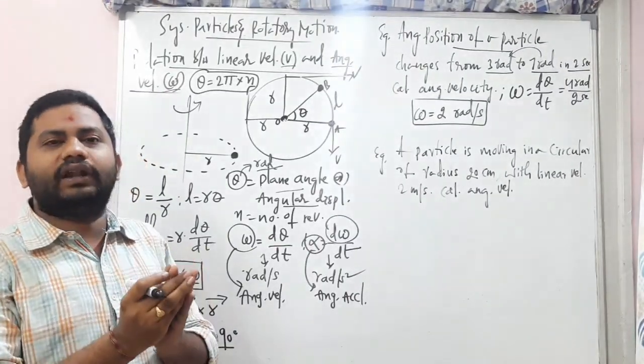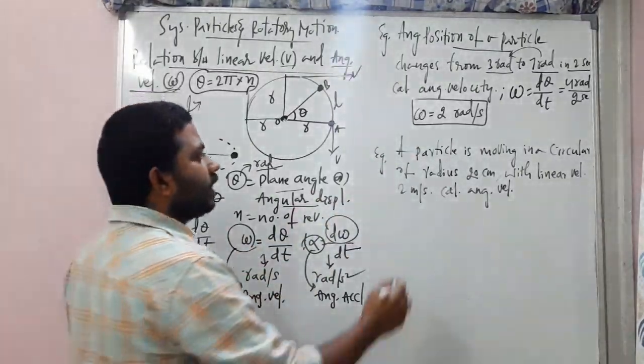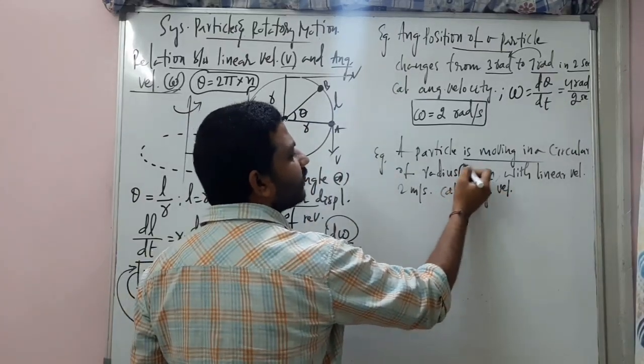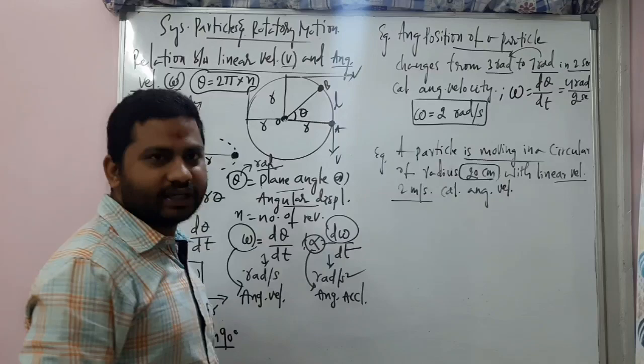And the medium level and advanced level questions will go now. Just listen to me carefully. A particle is moving in a circle of radius 20 centimeters with linear velocity 2 meter per second.